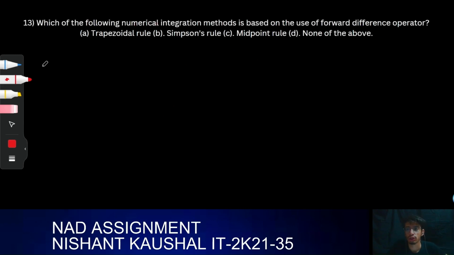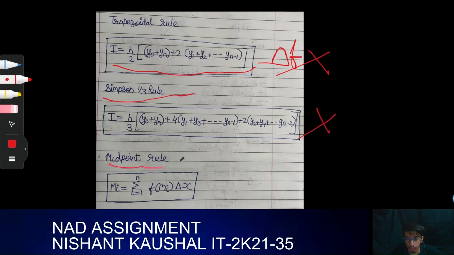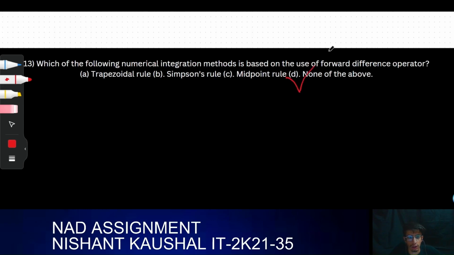Let us proceed to question number 13. Which of the following numerical integration methods is based on the use of the forward difference operator? Trapezoidal, Simpson's one-third rule, midpoint, or none of the above. Let us see the formulas of all these. In the trapezoidal formula, we are not using the forward difference operator, so trapezoidal is not the answer. In Simpson's one-third rule as well, we are not using a forward difference. And in the midpoint rule, we are also not using forward difference operators. So the answer will be D, none of the above.